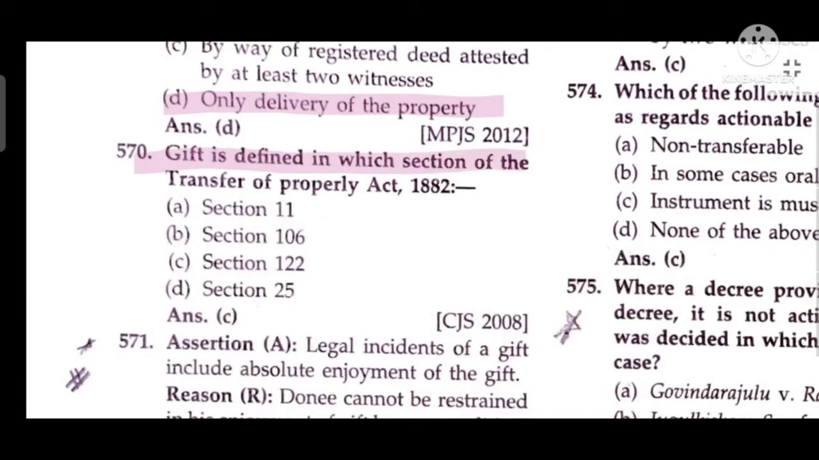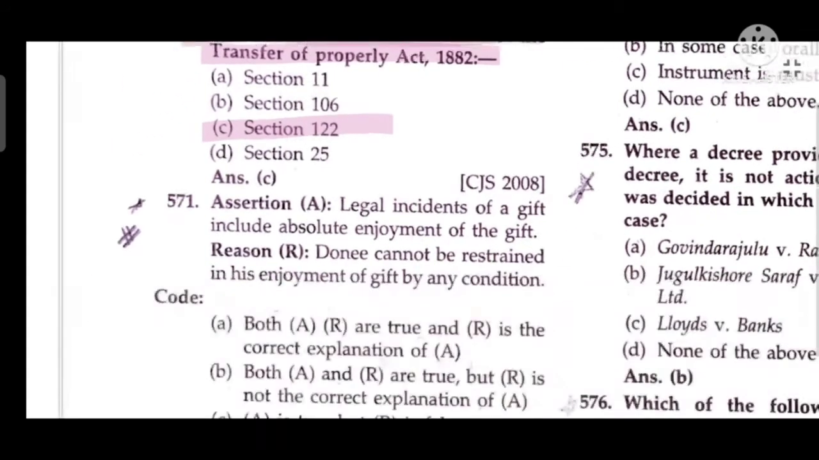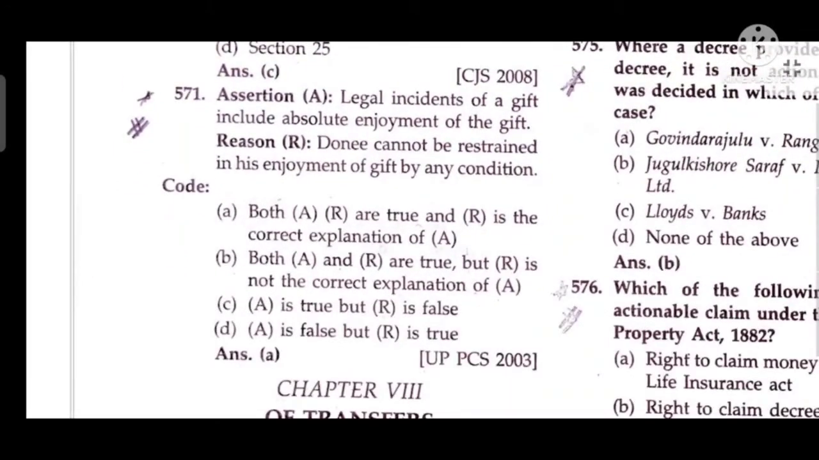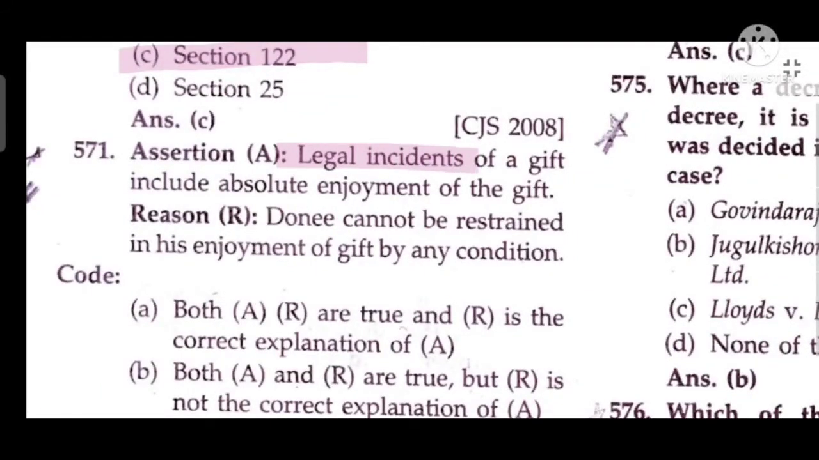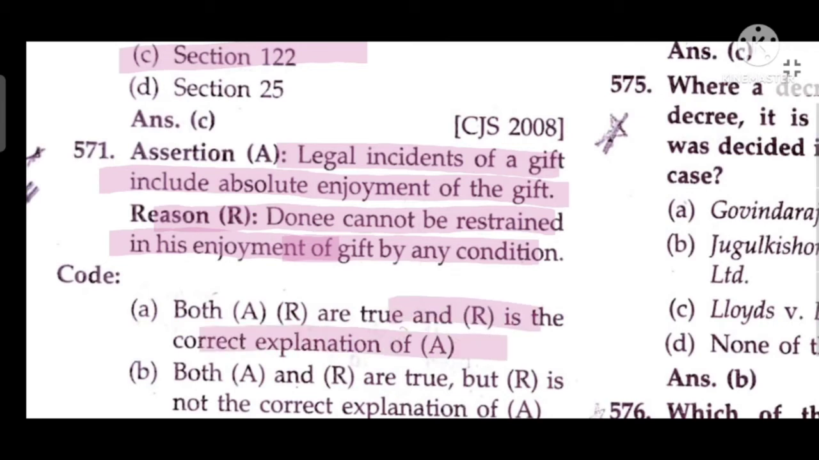Gift is defined in which one of the following sections of the Transfer of Property Act? Section 122. Assertion: legal incidents of gift include absolute enjoyment of the gift. Reason: the donee cannot restrain the enjoyment of the gift by any condition. Both are correct, and R is a correct explanation of A.